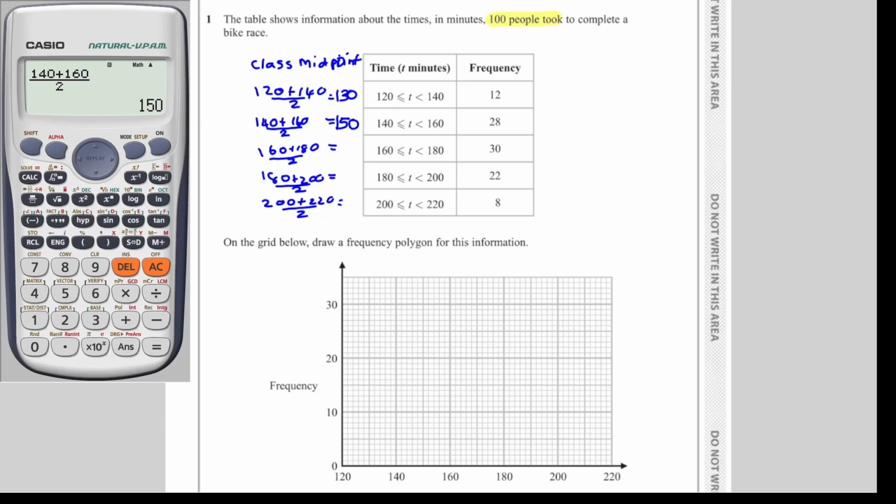Next one, 160 plus 180 over 2 equals 170. So likewise, next one, 190. Next one, 210.